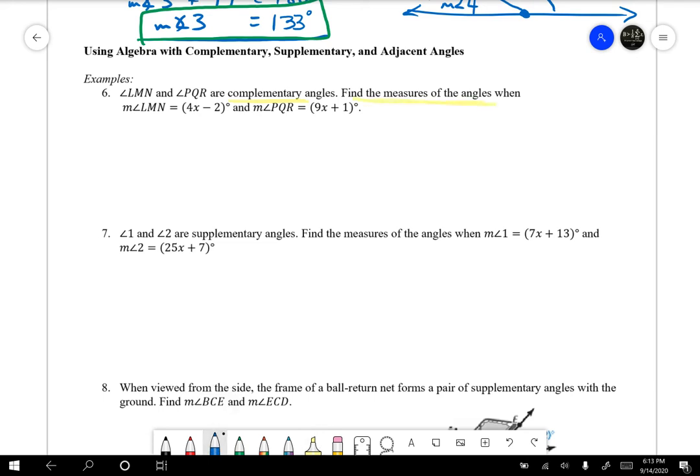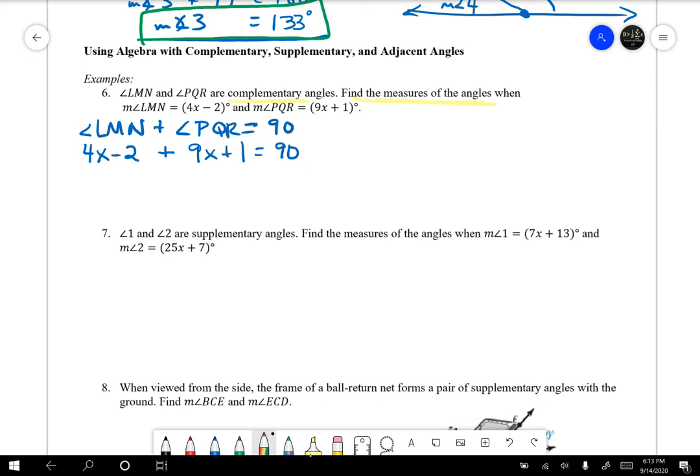So we're going to start by writing an equation. And here's my equation. LMN plus PQR equals 90. That's where you start. You don't have to do anything else. Start there. Now you're going to plug in what they're equal to. So LMN is equal to 4x minus 2 degrees. And PQR is equal to 9x plus 1 degrees, and that's 90.